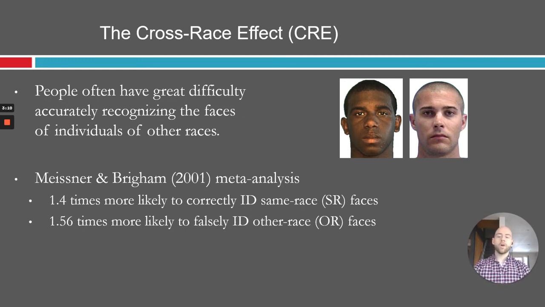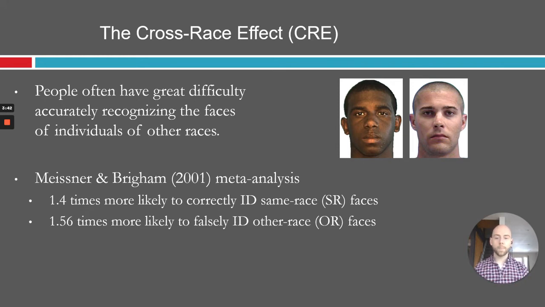People are almost 1.5 times as likely to correctly identify same race faces. So if you think back to sensation and perception, we were talking about signal detection, right? That you can make correct identifications or correct rejections. Those are correct decisions, but you can also make mistakes. So these correct IDs are like the correct decisions to say that was the person. So that's affected by race.